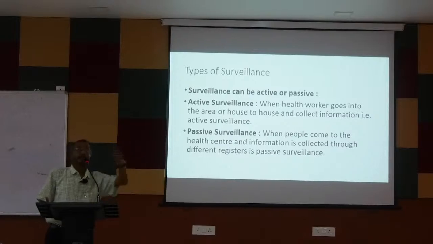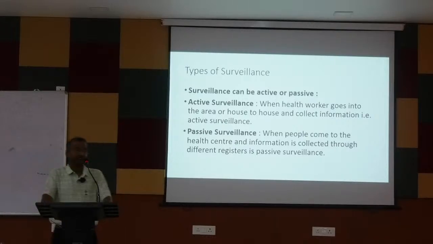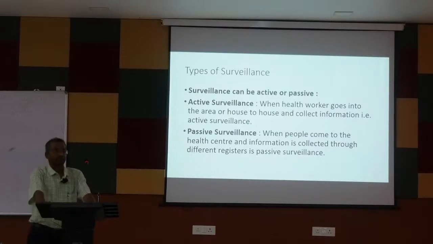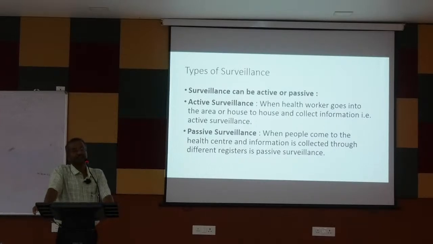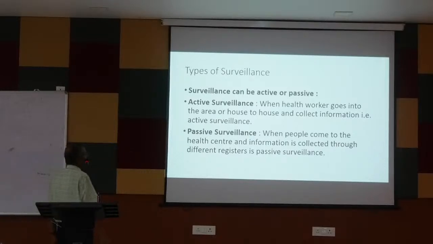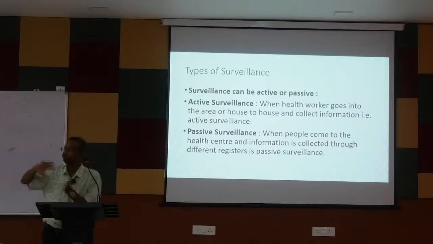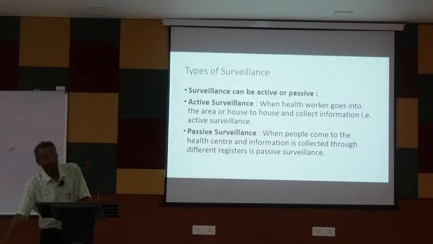And in reverse, whenever the community people come to the sub-center and share the information with the health worker or with other health staff, that is called passive surveillance. When people come to the health center and information is collected in different registers, that is passive surveillance. So, surveillance is of two types, active and passive.